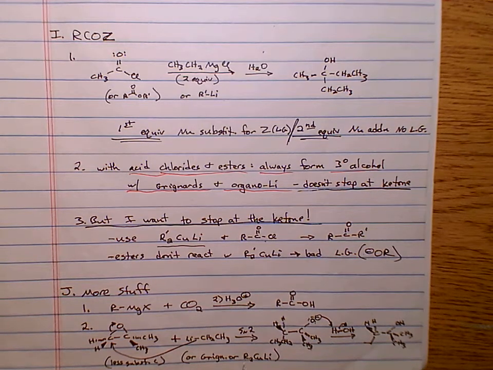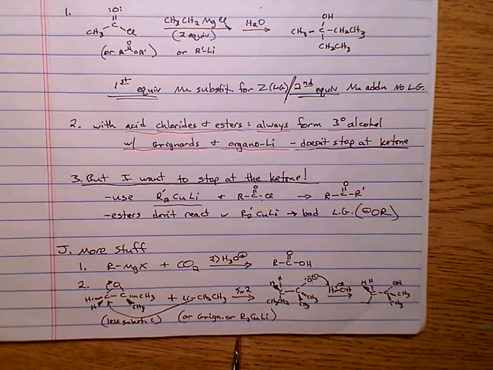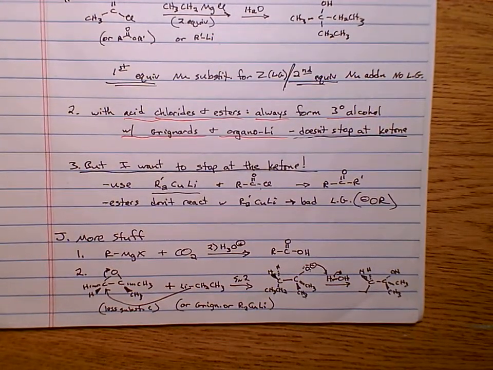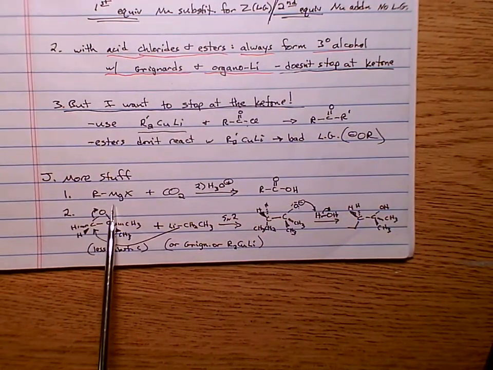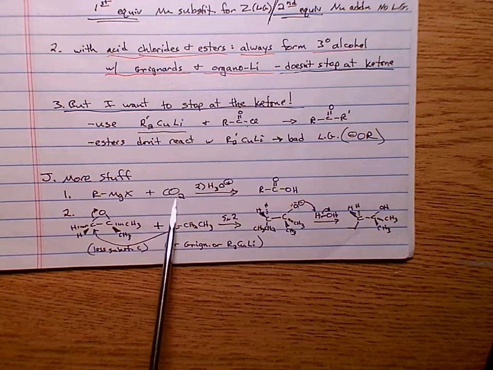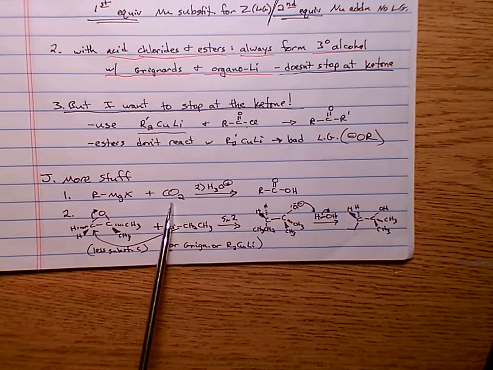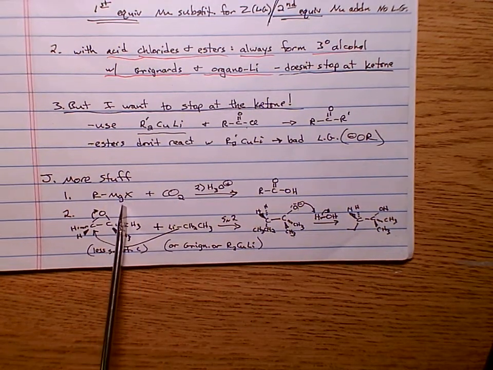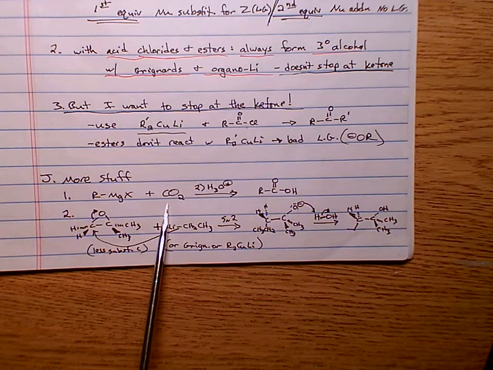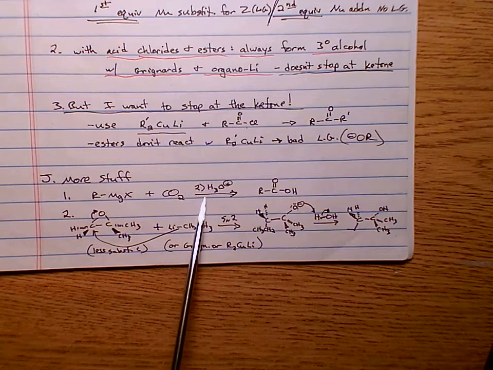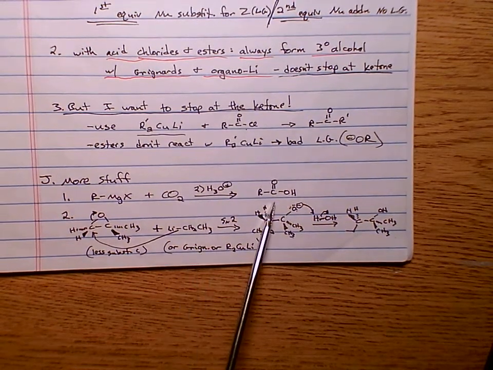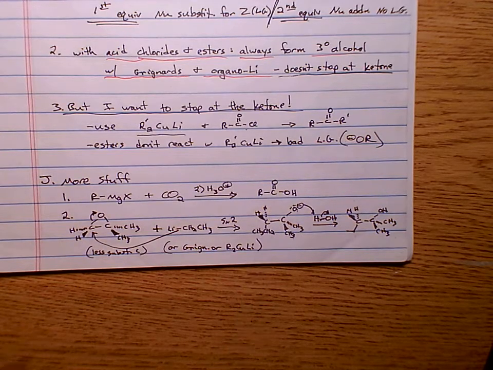Cool. More interesting stuff when we're dealing with these organometallic reactions. If you take a Grignard reagent or an alkyl lithium and add carbon dioxide, literally throw dry ice into it. You make your Grignard reagent, you throw in dry ice, solid carbon dioxide, let the reaction run, do water or aqueous acid workup, and you will make a carboxylic acid.